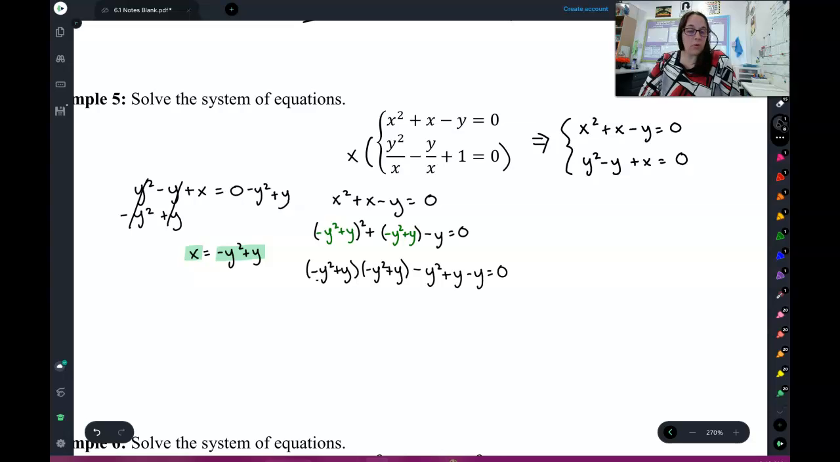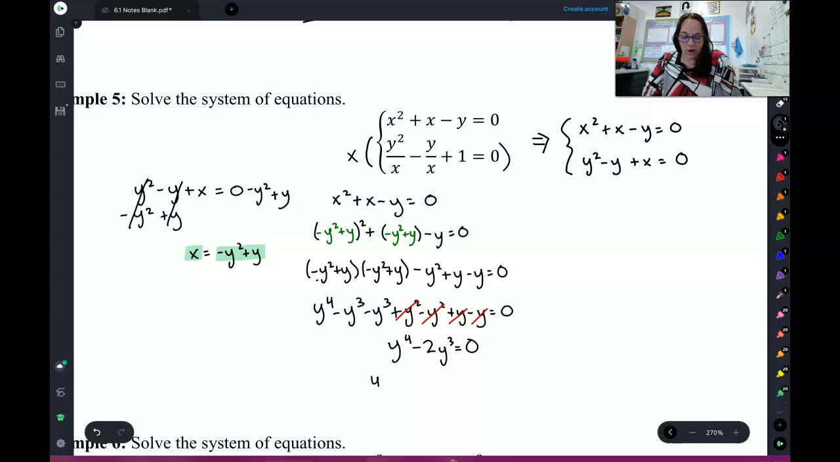So let's FOIL this together really quick. Negative y squared times negative y squared is positive y to the fourth, minus y cubed plus y squared. And you have probably already noticed that things are going to cancel. So I have y to the fourth minus 2y cubed equals 0.